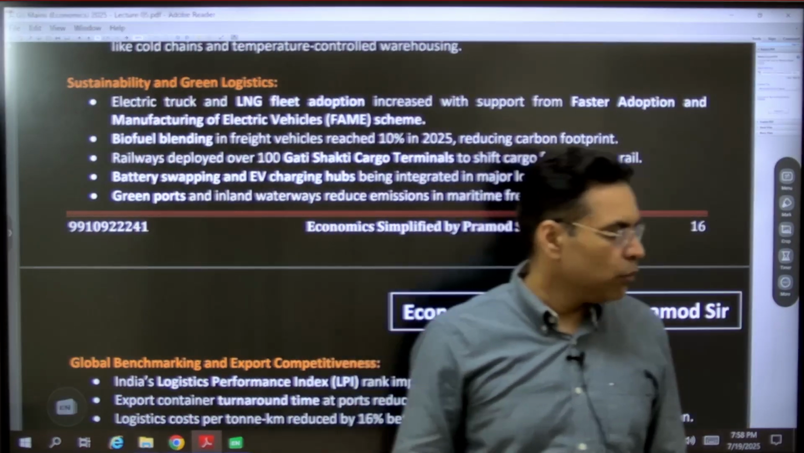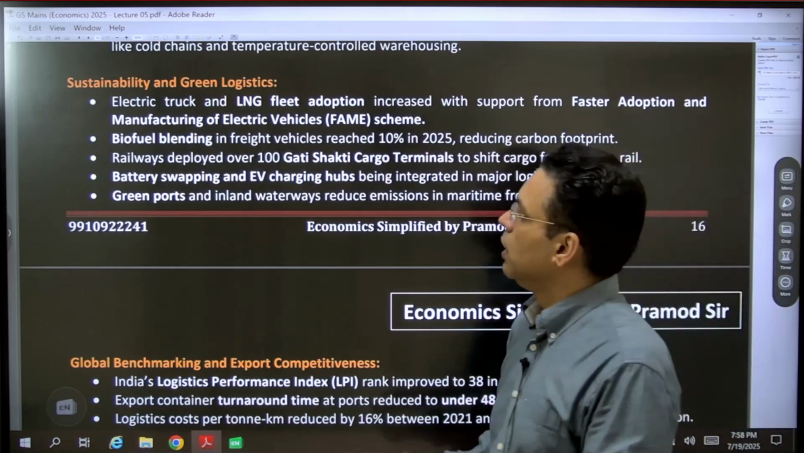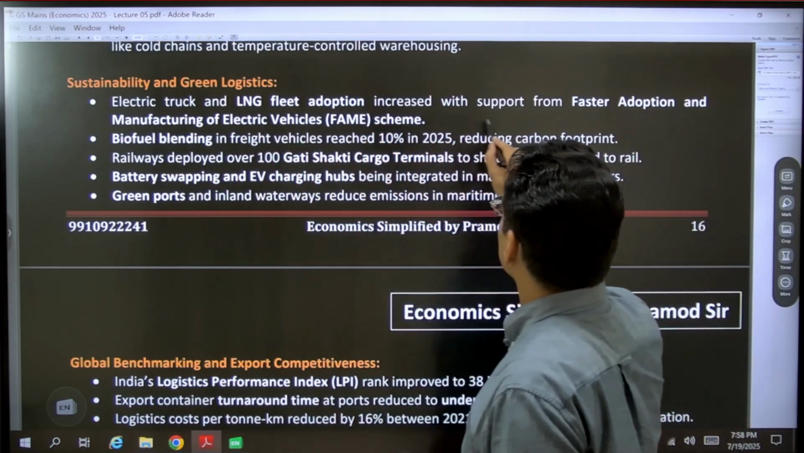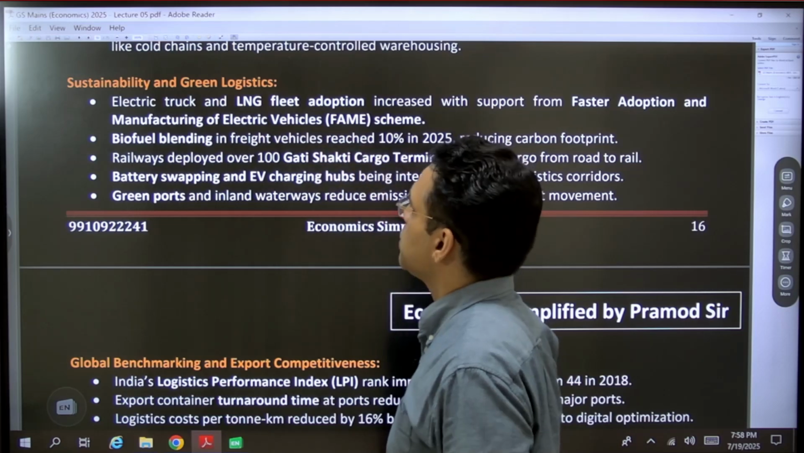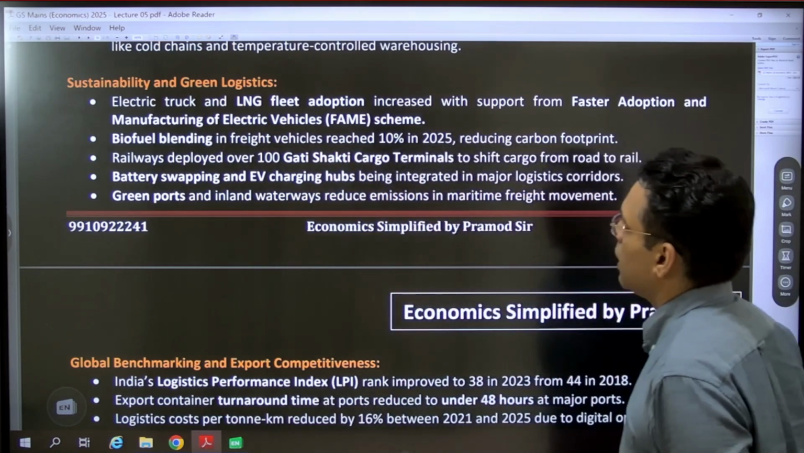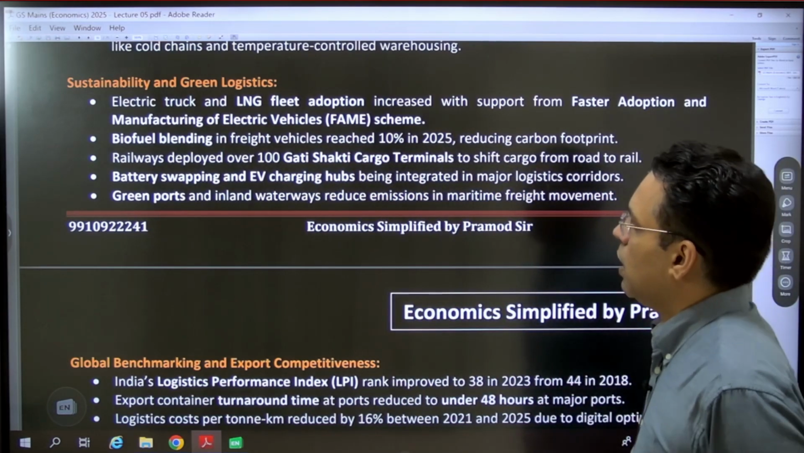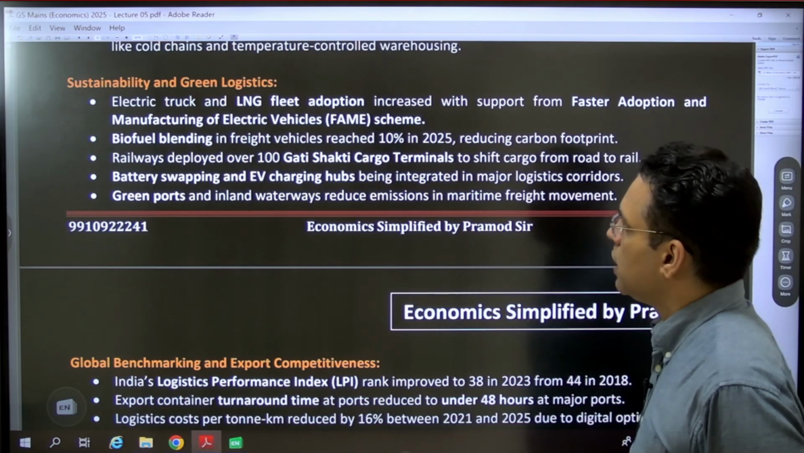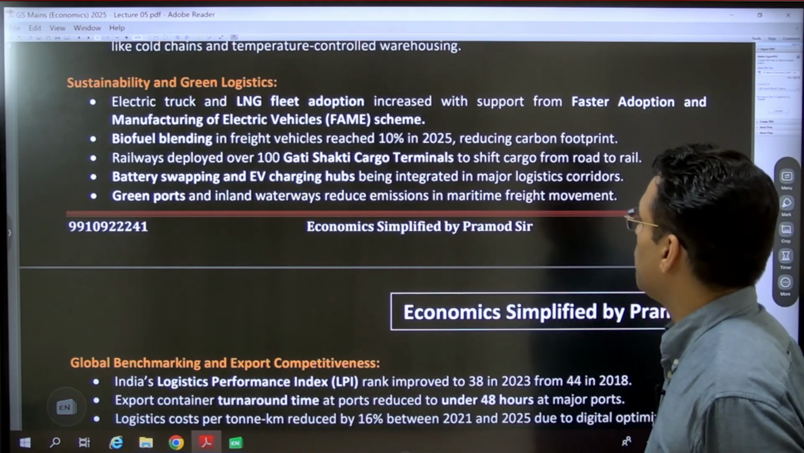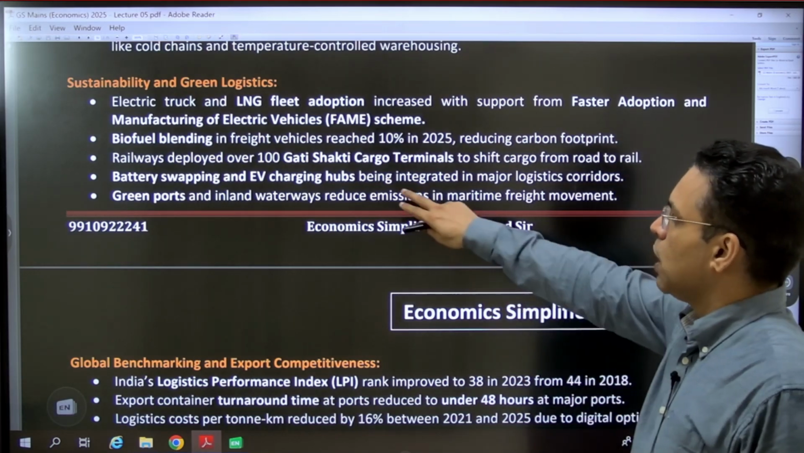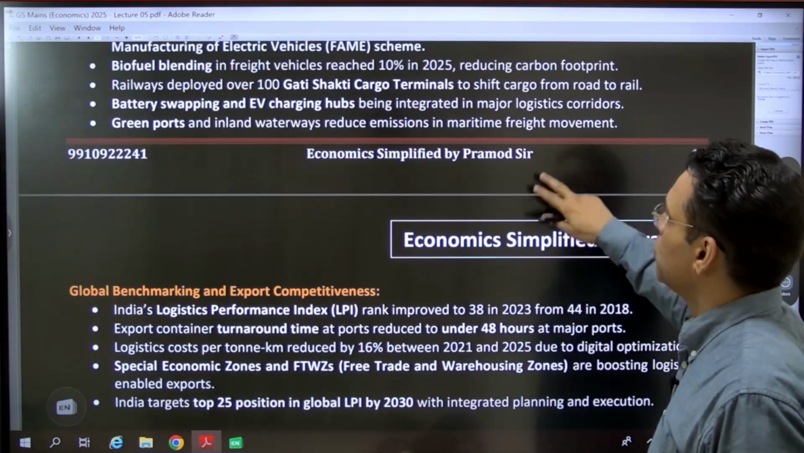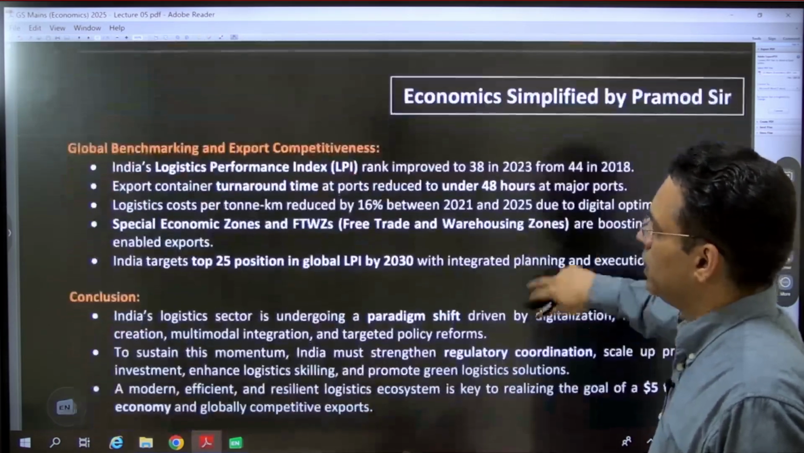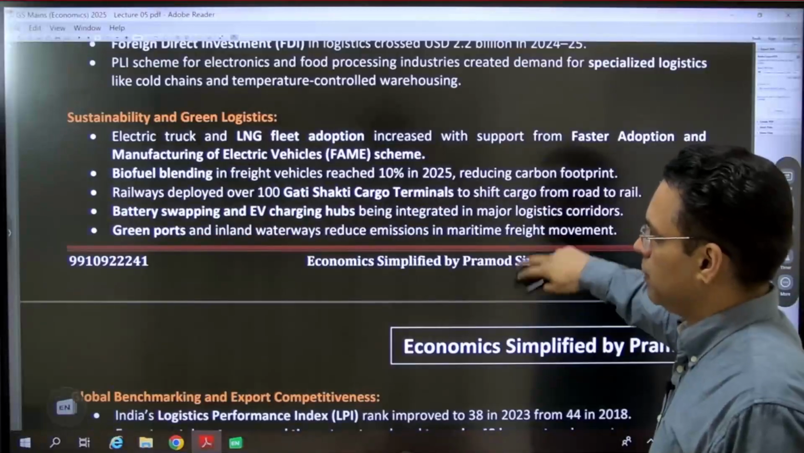So we are going to promote logistics in the green sector. Electric truck and LNG fleet adoption increase support of faster adoption and manufacturing of electric vehicles. FAME scheme. Biofuel blending are reached 10% in 2025. Railways deployed over 100 Gati Shakti cargo terminals to shift cargo from road to rail. Battery swapping and EV charging hub being integrated to the major logistic corridor. Green ports and inland waterway reduce emission in the maritime freight movement. तो ये हमें देख लेना, ये टॉपिक देख लेना.